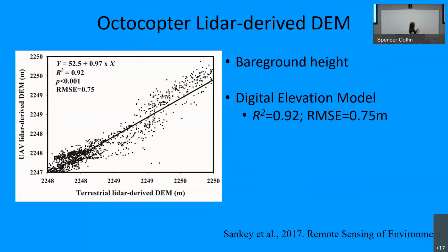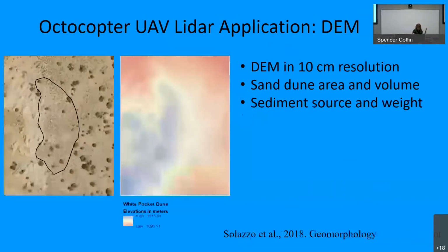Similarly, from the octocopter LiDAR, we also derived a bunch of other variables, one of the most important ones being digital elevation models, or DEMs, where we're measuring bare ground height. When we assess the bare ground height estimated from the octocopter LiDAR, we also see a very strong correlation compared to terrestrial LiDAR derived DEM. So with that confidence, we can then go on to generate very, very high resolution DEMs.